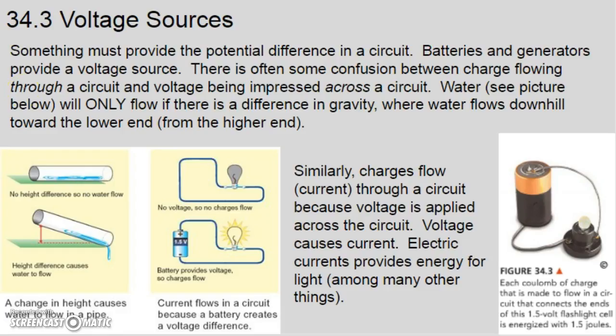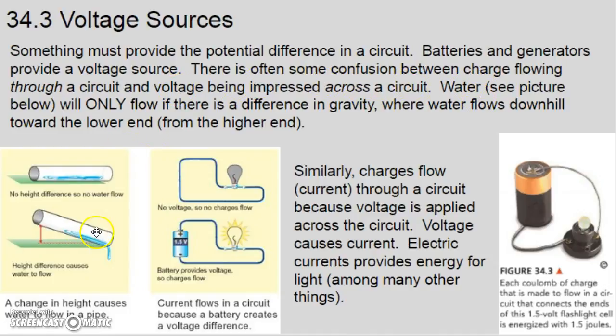Moving on. So now we look at voltage sources. Something must provide the potential difference in a circuit. Batteries and generators provide a voltage source. There's often some confusion between charge flowing through a circuit and voltage being impressed across the circuit.